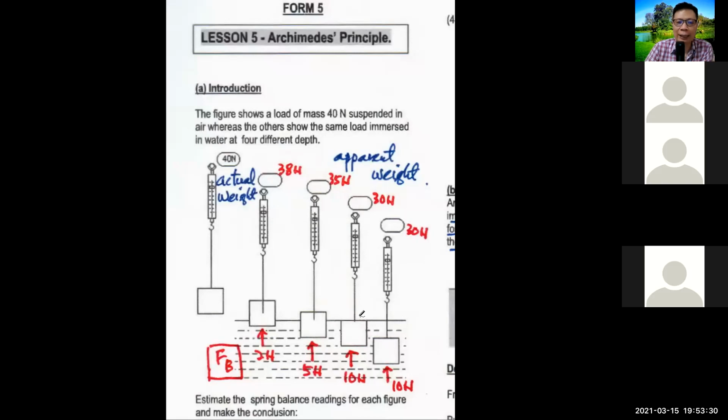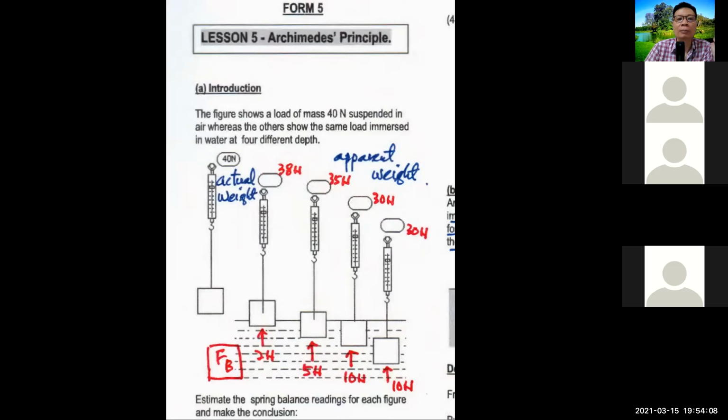Then after that, you continue to submerge it deeper, right? But it never changes. This reading remains as 30. You know why? Because the object is already fully submerged, so if you make it deeper, it is also the same. The volume submerged inside the water remains the same. That's why the buoyant force will never change anymore. Buoyant force remains 10 Newton, maximum already, and here 30 remains as 30.